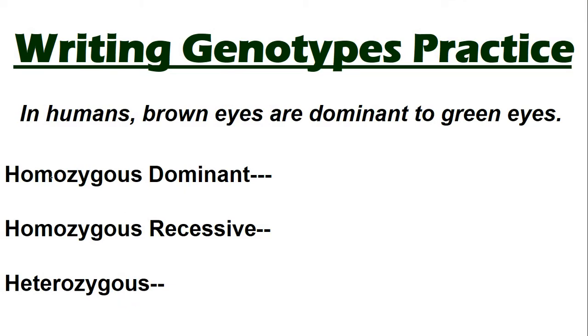So let's practice this real quick. We're going back to that same thing. In humans, brown eyes are dominant to green eyes. So we're going to use the letter big B for the dominant trait and lowercase b for the recessive trait. So it says homozygous dominant. Homo means same, so we know we're going to use the same size letters. And dominant tells us we're going to use the dominant letter, which is big B. So we would write this genotype big B, big B.